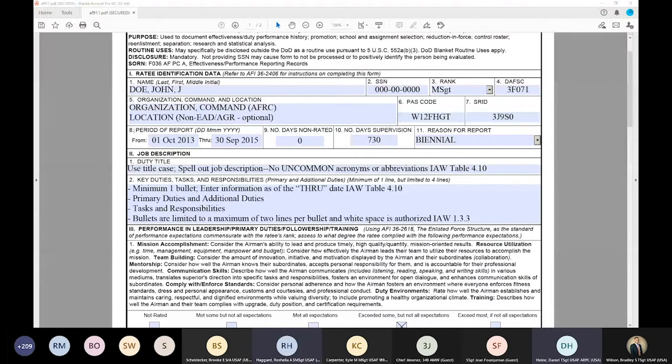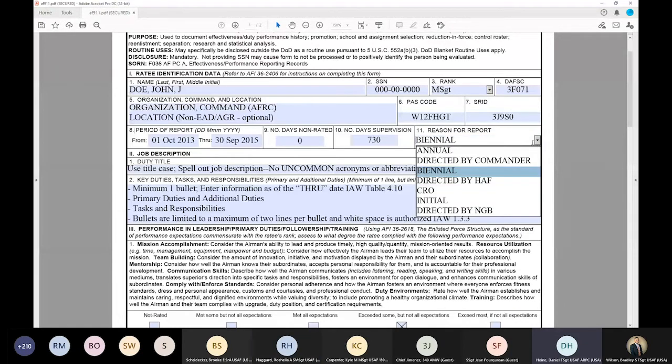And then in Block 11, the reason for report. So we have the different reasons for report. An annual would be an AGR member ending on their static closeout date. A directed by commander report is completed when the commander directs the report, and it will only add derogatory comments on the report. The commander can decide the closeout date for the report, but the report will only include derogatory information. There will be no positive bullets on the report itself.